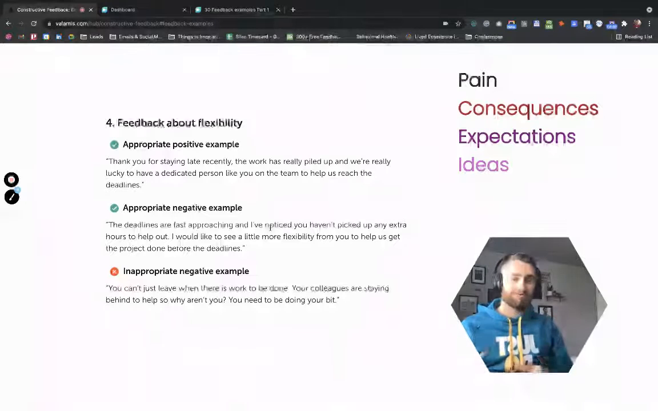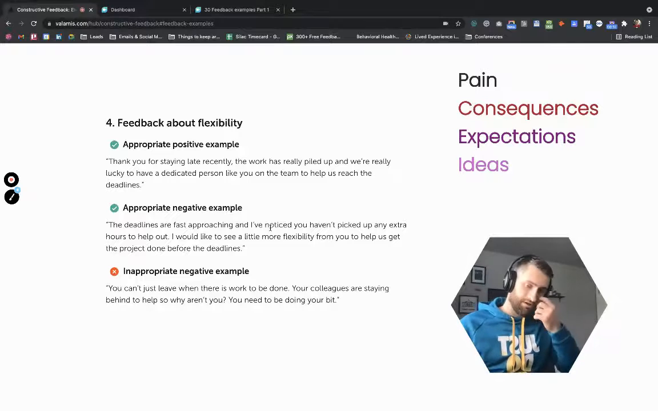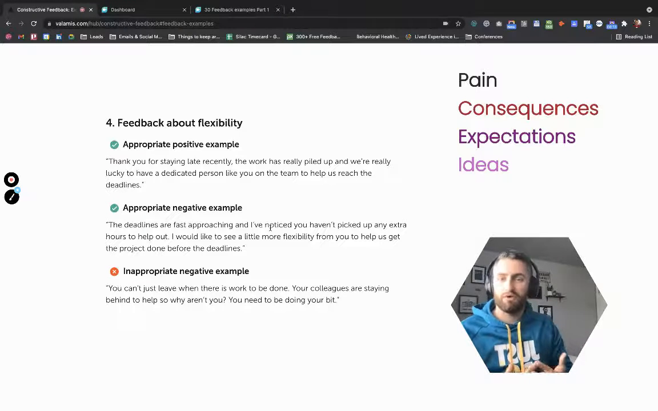We're going over 30 examples of constructive feedback, talking about the positive, negative, and inappropriate examples of feedback and what you can do about it as an individual and as an organization. This is hopefully to help you give better feedback personally, receive feedback better, and know what to do when you get that crappy feedback that just is going to come. Today, we're talking about feedback about flexibility.